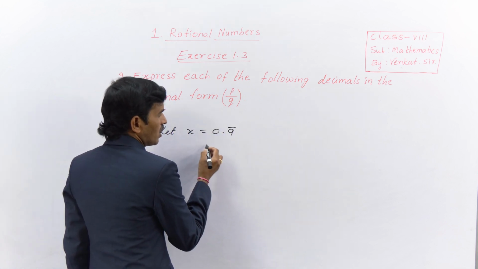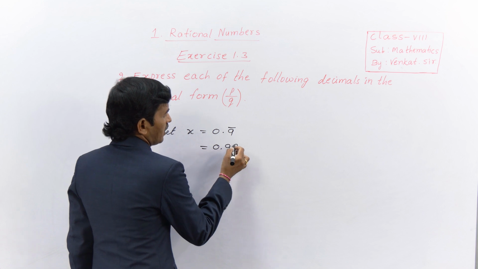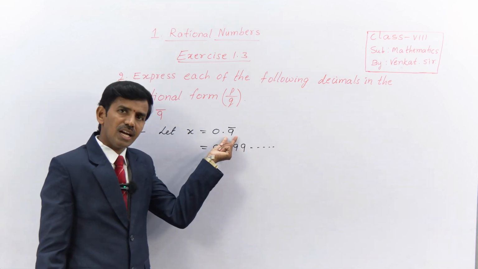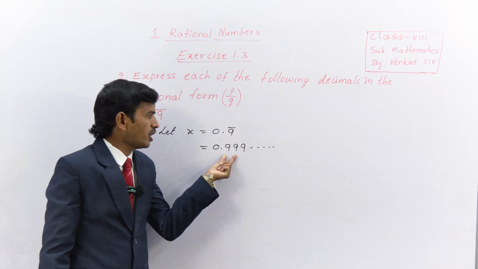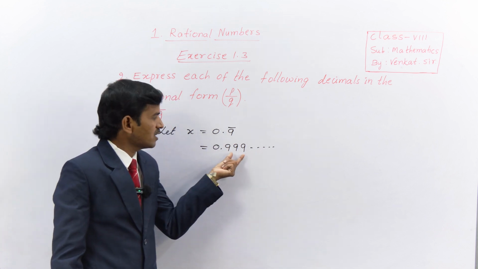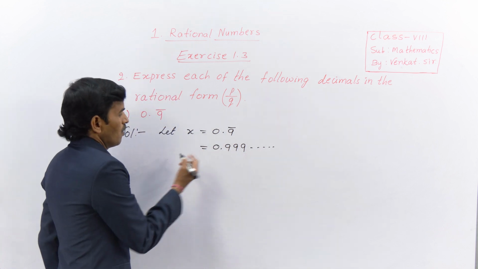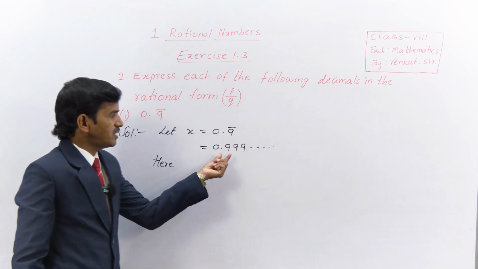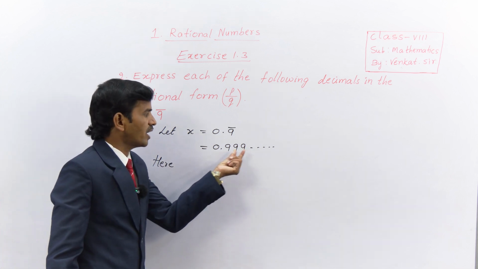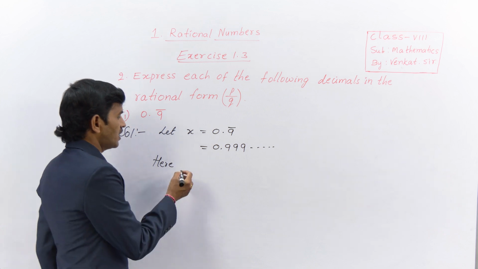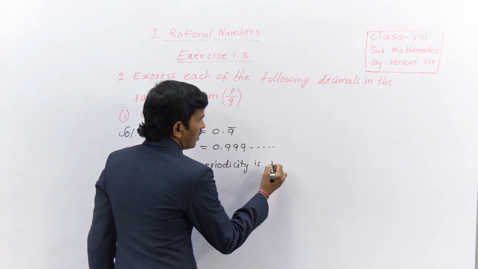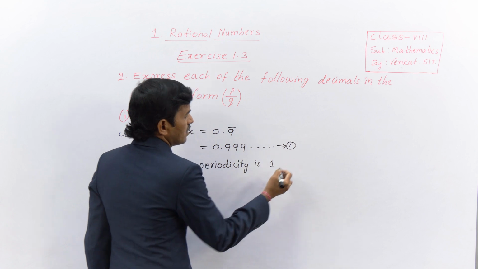So it will become 0.999 and so on. As bar for the single digit 9, so 9 to be repeated a number of times as it is recurring digit. So now, what is the periodicity here? Periodicity in the sense, the number of digits which are recurring is called periodicity. Here, the periodicity is 1. Let it be equation number 1.